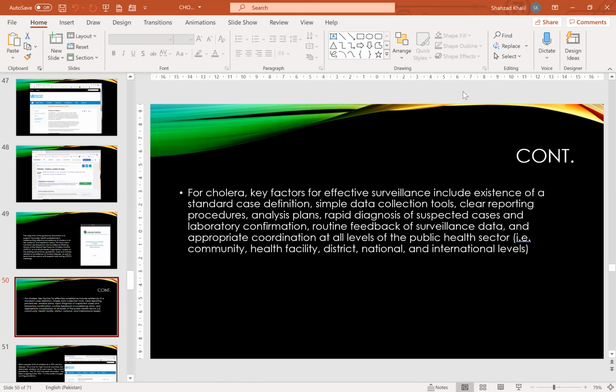For cholera, key factors for effective surveillance include the existence of a standard case definition, simple data collection tools, clear reporting procedures, an analysis plan, rapid diagnosis of suspected cases and laboratory confirmation, routine feedback of surveillance data, and appropriate coordination at all levels of public health sectors, like community, health facility, district, national, and international levels.